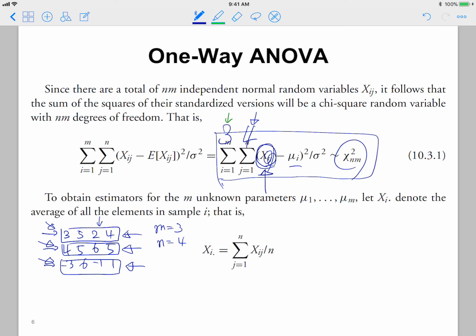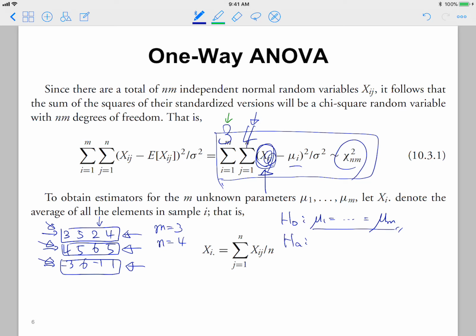Our initial hypothesis was H naught: mu1 through mu m are all equal, which means that the true mean values of all these groups are the same. And H alternative is that this is not true, which means that at least one group has a different true mean value from the other groups.